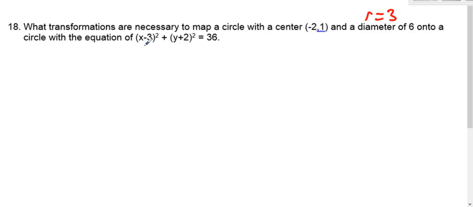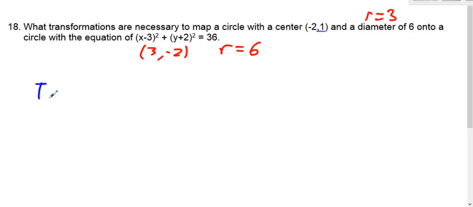So pull out the center from this. Remember to change the signs. -3 turns into 3, +2 is -2, and the radius is 6. So to get your transformations, you have to translate the center from -2, 1 to 3, -2.